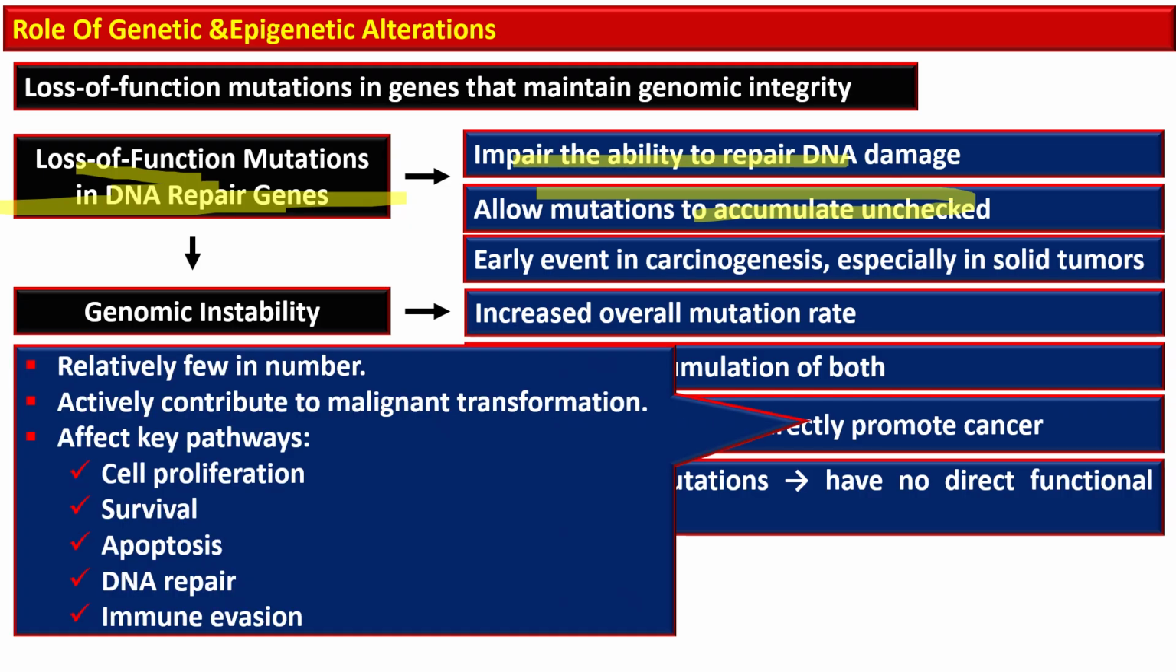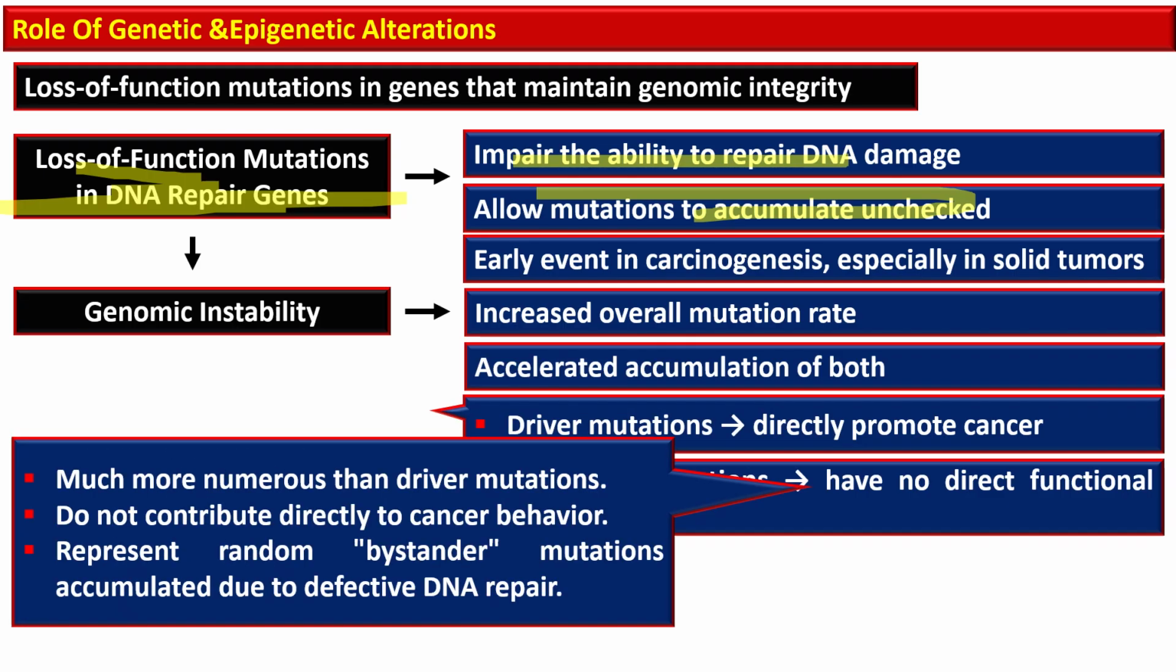So driver mutations are relatively few in number. They actively contribute to the malignant transformation and affect cellular pathways that result in proliferation of the cell, survival of the cell, decreased apoptosis, impaired DNA repair, and immune evasion. While the passenger mutations are much more numerous than the driver mutations. They do not contribute directly to cancer behavior, and they represent random bystander mutations accumulated due to defective DNA repair.